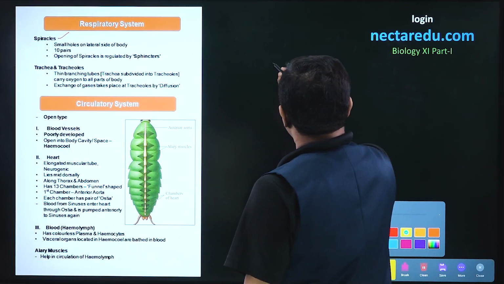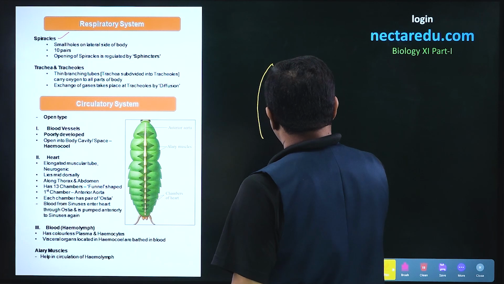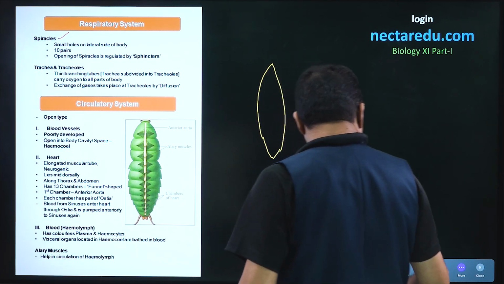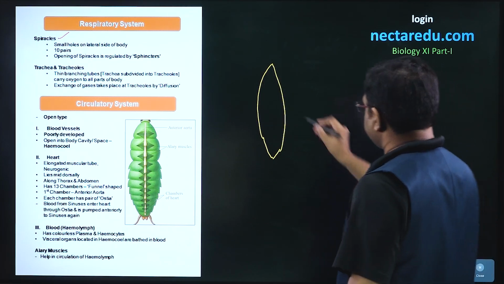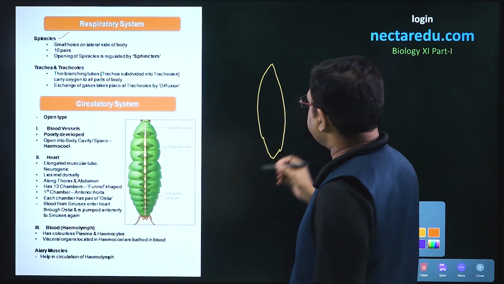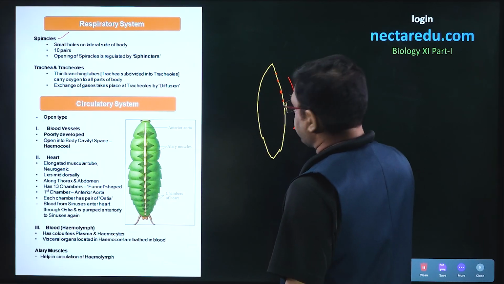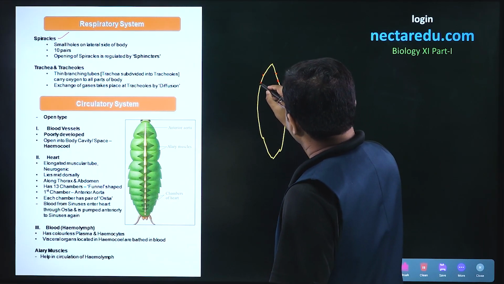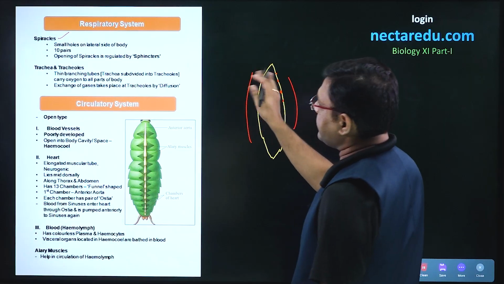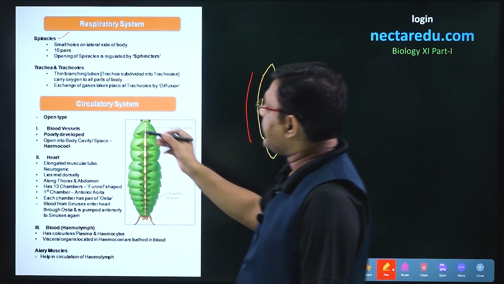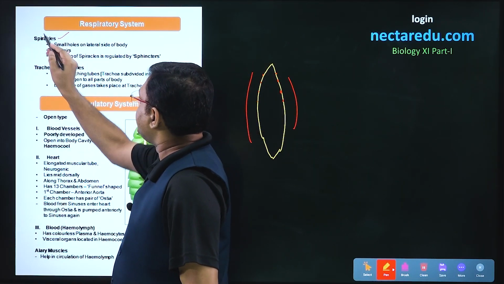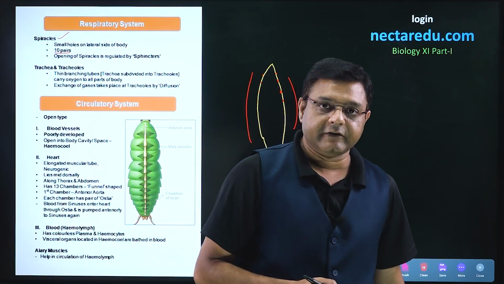So, let us try to look into the structure. If the cockroach body is shaped like this, on the lateral sides, this is one lateral side, this is the other lateral side, there will be 10 apertures present on this side, and 10 apertures present on the other lateral side. So in total there will be 10 pairs of spiracles.